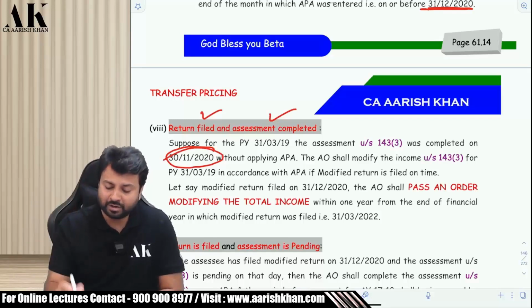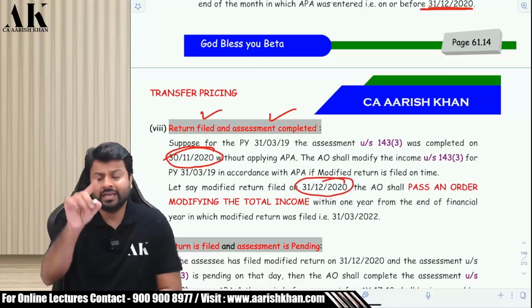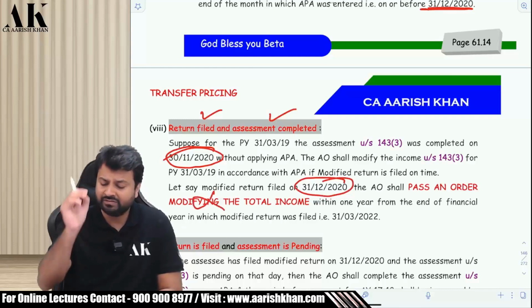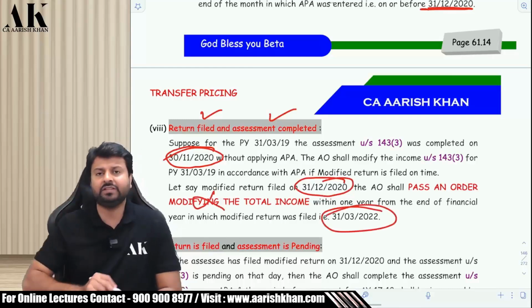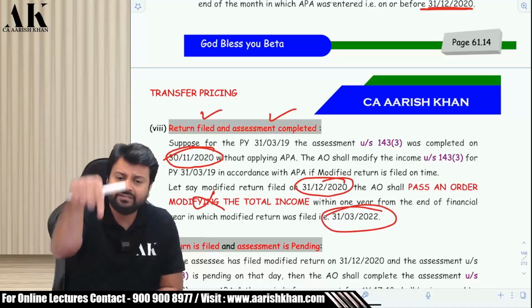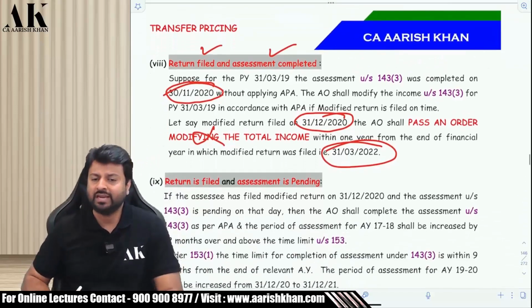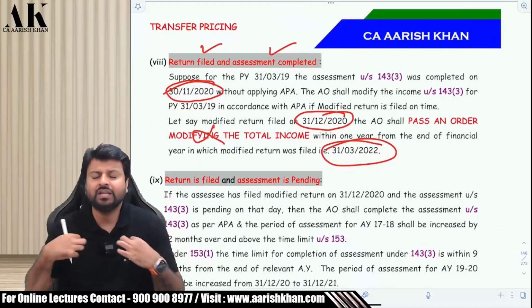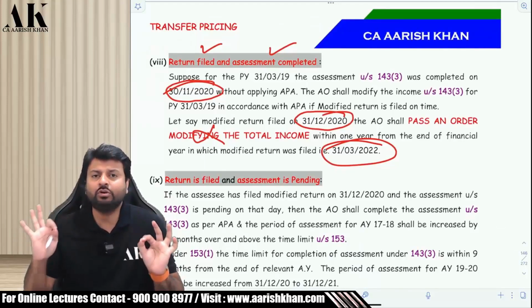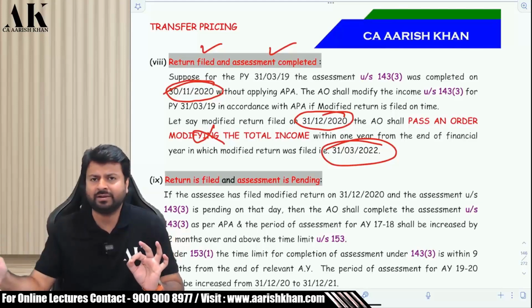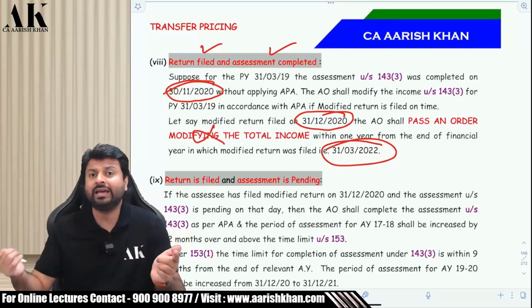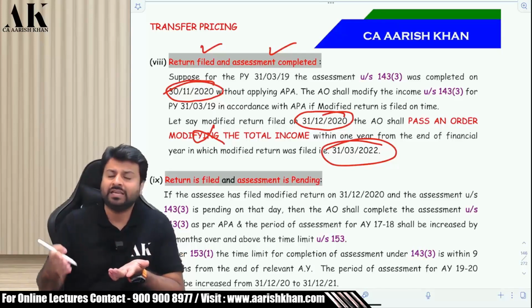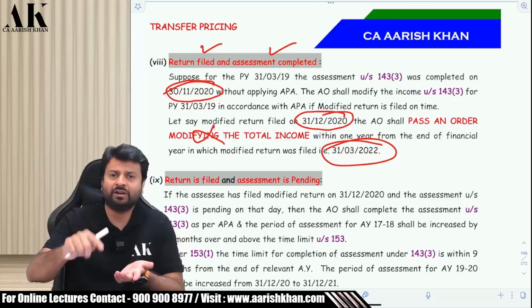Assessee has to do his job properly. Assessee should file the modified return by 31st December, and the AO will be bound to modify the assessment of the assessee, and he will modify it within 1 year from the end of the financial year in which the return was furnished. Okay, so don't worry. Even if the assessing officer has completed the assessment, you don't have to worry. You have to do your job properly. You file the modified return by 31st December 2020. How do I arrive at 31st December 2020? Within 3 months from the end of the month in which the agreement of APA was signed.